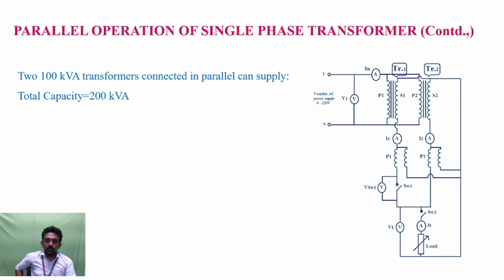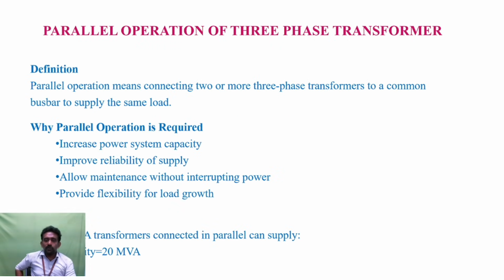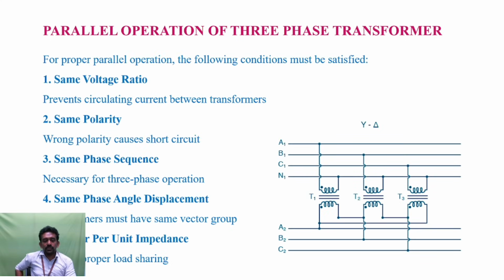For parallel operation of single phase transformers, here 200 kVA transformers connected in parallel can supply a total capacity of 200 kVA load. Similar to this case, three phase transformers can also be operated in parallel, with the same advantages and requirements as the single phase transformer. Another advantage is that it provides flexibility for good load growth, which is one of the prime importances for three phase transformers.